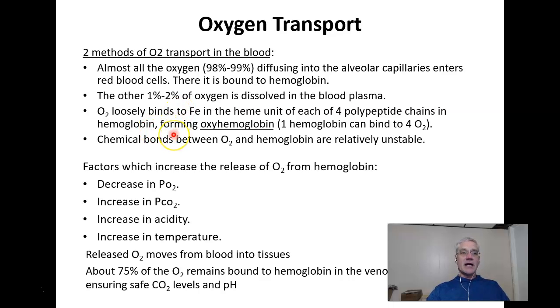O2 loosely binds to the iron. Now loosely, this word loosely, you have to think, what do you want oxygen to do? You want the oxygen to bind to hemoglobin where there is a lot of oxygen in the lungs. But then when that red blood cell, when the hemoglobin gets down to body tissues that need the oxygen, you want the hemoglobin to let go of the oxygen. It turns out that hemoglobin is pretty good at that. And so we're going to talk about these principles. But that's what you want it to do.